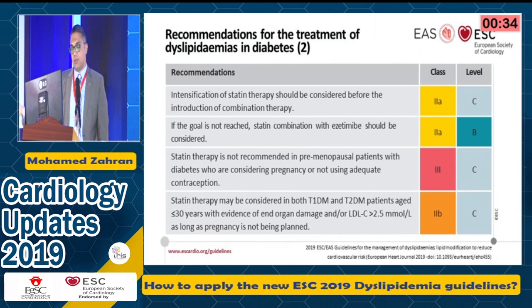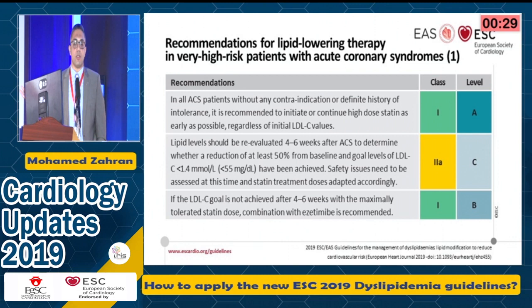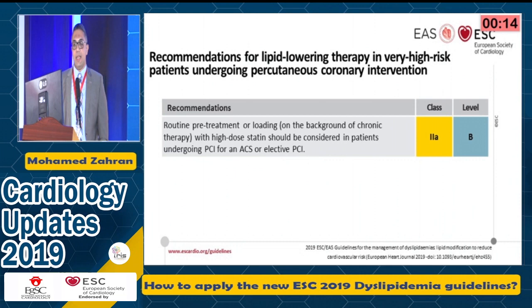With acute coronary syndrome, of course, it goes without saying, this is a very high risk. You're going to follow the lowest possible targets. And if the patient had a previous stent, you're going to do the same. You're even going to do pre-treatment if you're going to do a primary PCI. Routine pre-treatment or loading, even if the patient is on previous therapy, like atorvastatin 10 milligrams, and he presented with an acute anterior STEMI and you're going to do a primary PCI, you're going to preload him with atorvastatin 80 milligrams. Because this has a role not only for the lipid reduction, but also for the plaque stabilization and the plaque healing process.